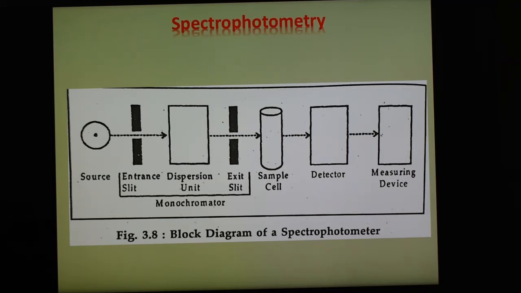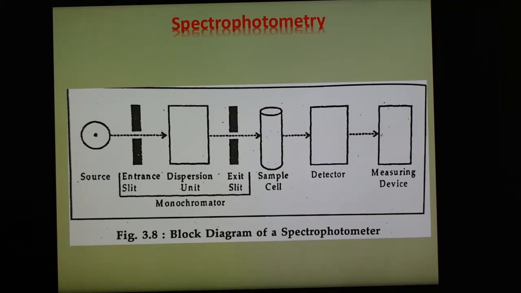And the last component is the measuring device. Different measuring devices are used, such as a digital display, an analog meter, and nowadays some instruments are also provided with an automatic recorder with a pen and graph paper. So automatically we can also get the graph by using this instrument, the spectrophotometer.